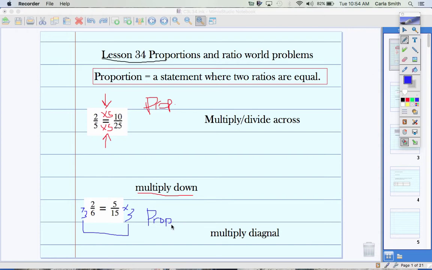We also know another way, a third way, of determining if this is a proportion. If I multiply these diagonally and my solutions are the same, so 6 times 5 gives me 30, and 2 times 15 also gives me 30, I know that those are equal, so those are a proportion.